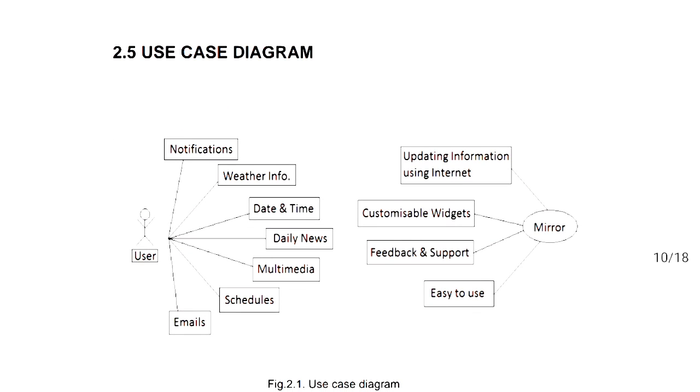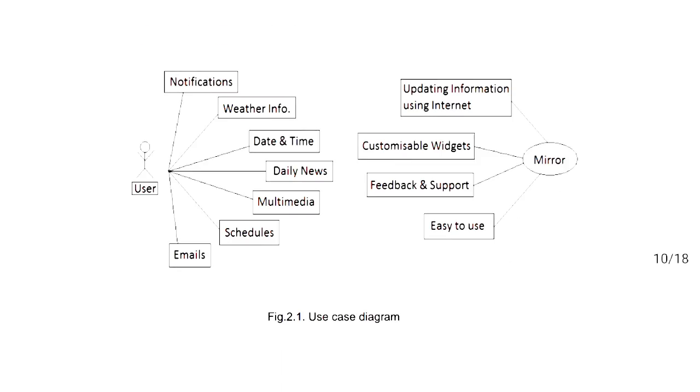So talking about the use case diagram, the user is on one side and the mirror is on the other side. The user needs notifications, weather information, news feed and multimedia, schedules, emails and so on. And the mirror is providing information. It continuously updates itself using the internet. It has customizable widgets. Widgets can be added or removed according to need, and it is easy to use.